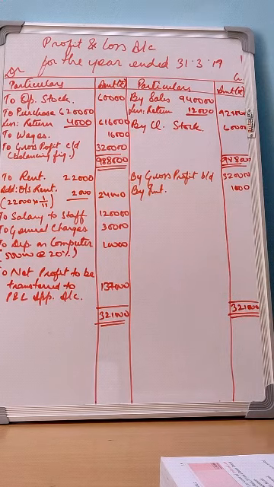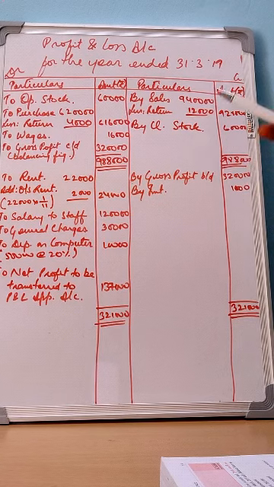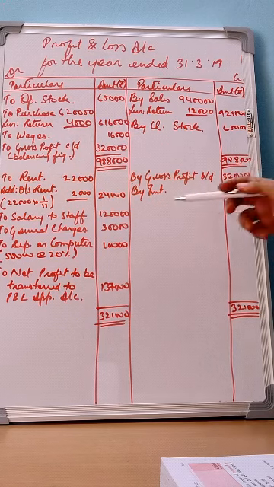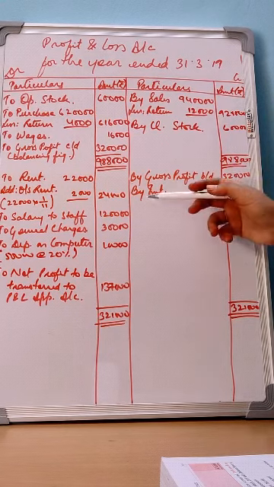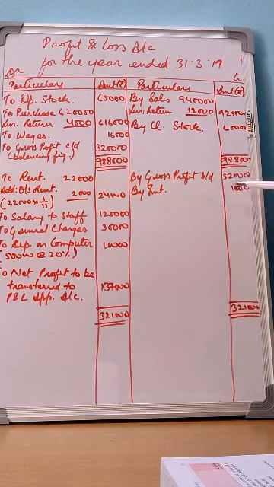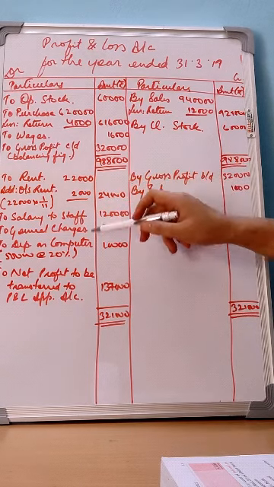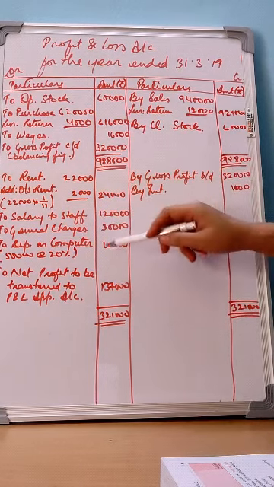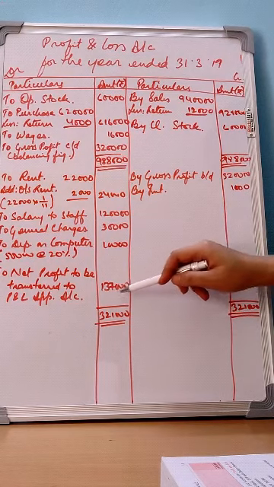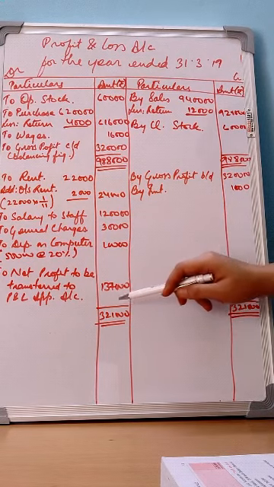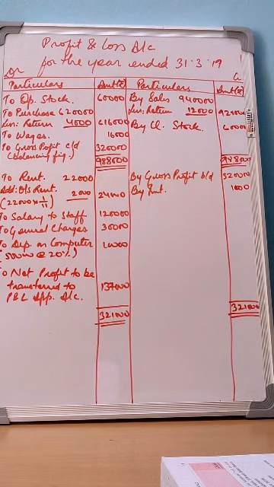Here on the credit side we see interest. Interest on the credit side means income, and if it is an income, that will definitely be an indirect income. So it will come on the credit side of the profit and loss account. So here we have written by interest, 1,000. When we add these two, we get 3,21,000. When we sum this up and deduct this amount from this amount, we get 1,37,000, which is the net profit to be transferred to the profit and loss account.